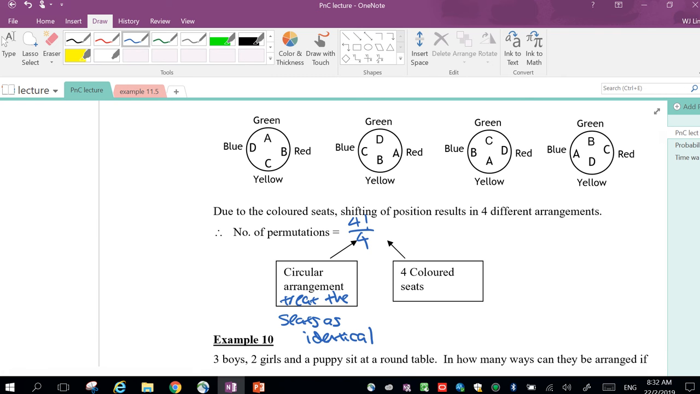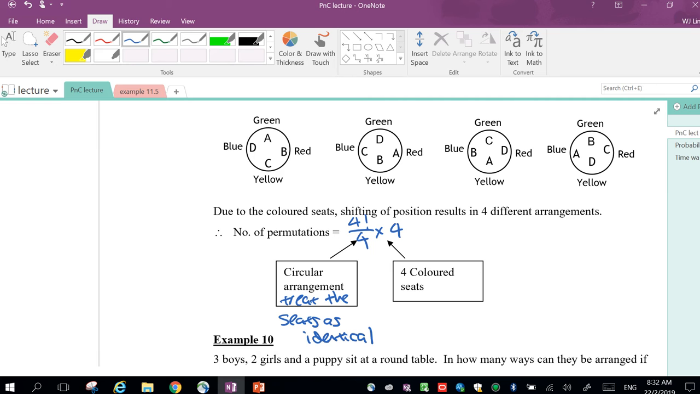But now the seeds are all colored or all numbered. The seeds are all colored, so you times 4. Because now instead of 1 it is 4. So it becomes 4 times.